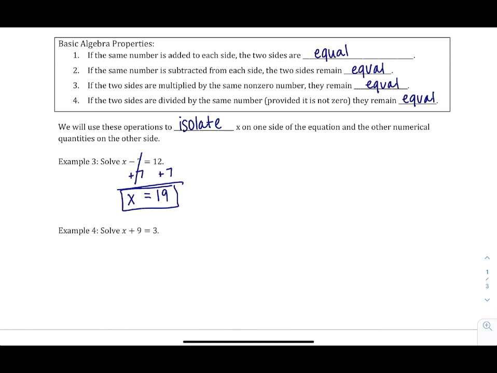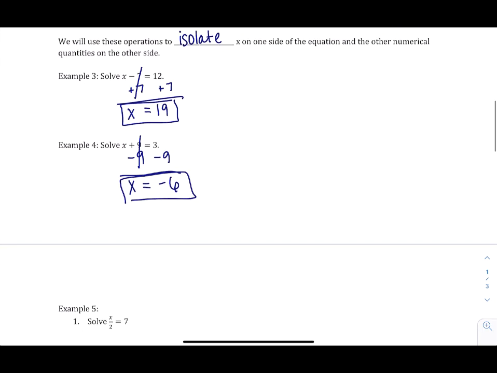In example 4, we want to isolate x. Again, we're going to be looking for an operation that's going to zero out or cancel out one of our values. So x plus 9 implies that if I subtract 9, 9 minus 9 is 0, so that leaves me with just x on the left, and then I have to do the same thing to the other side. 3 minus 9 gives me negative 6 for my final answer.